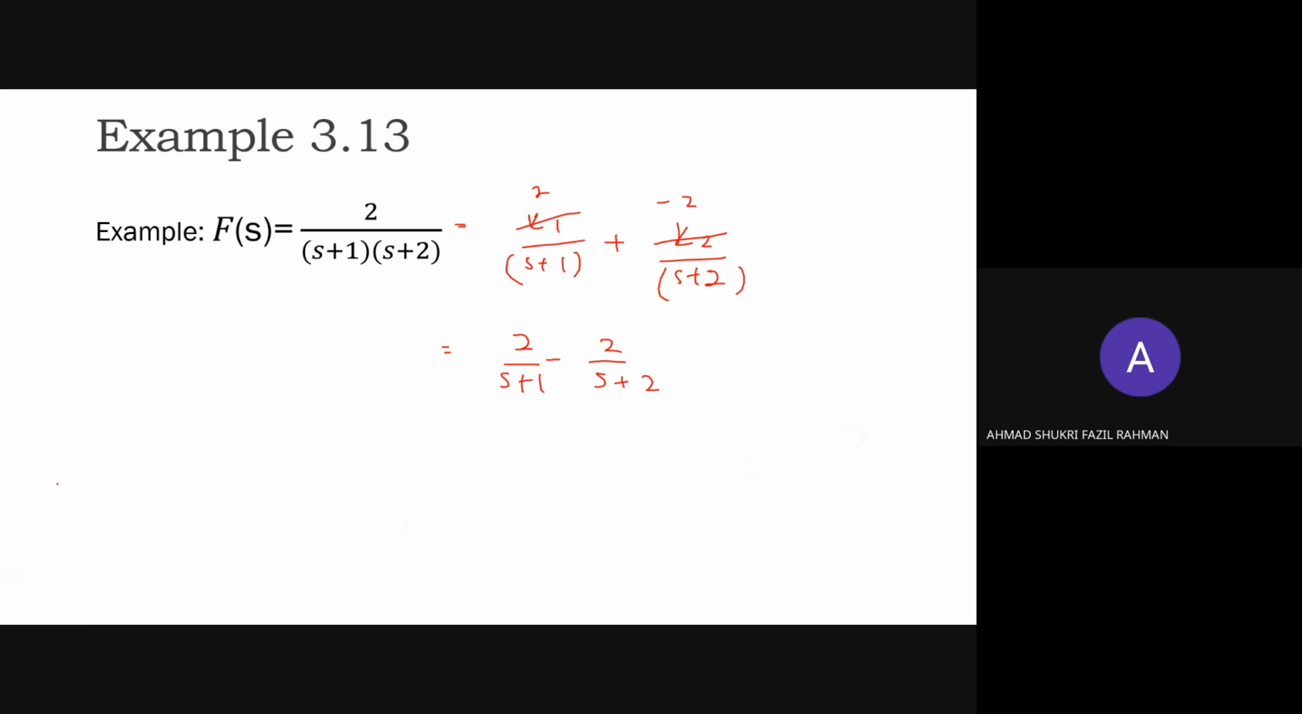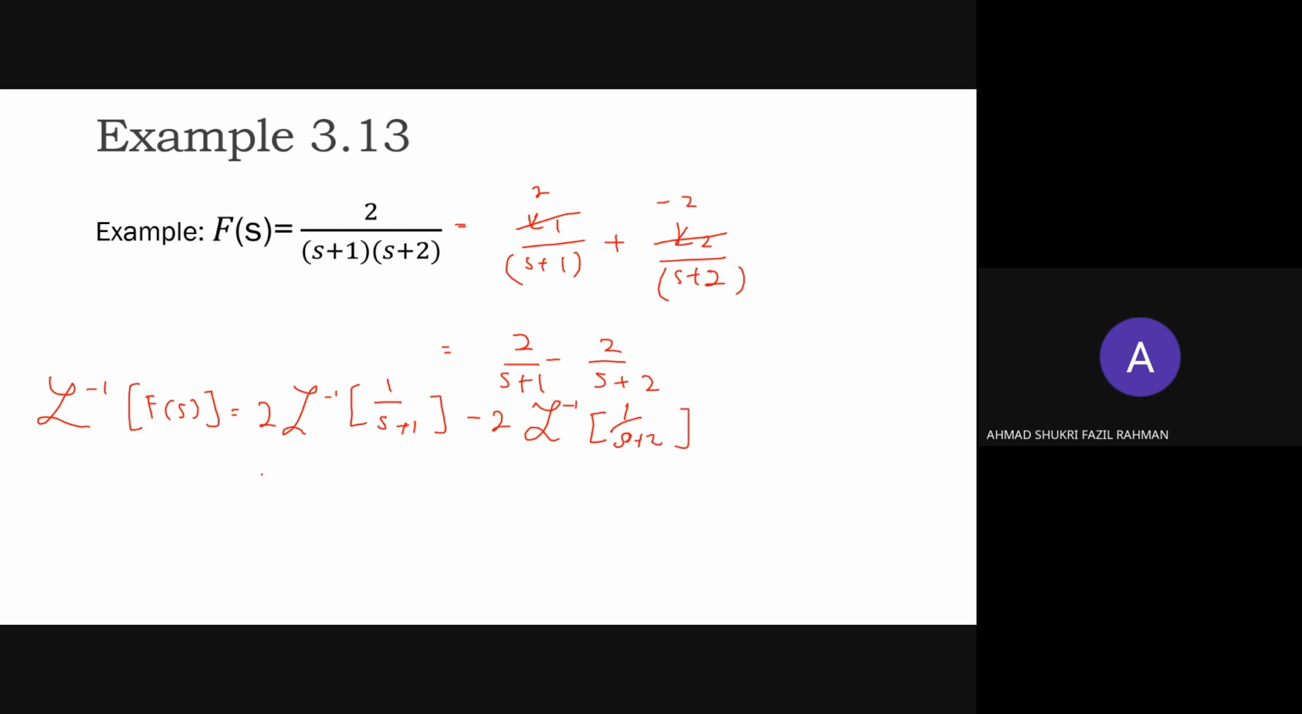So in the end, we start by finding the inverse Laplace of F(s), which is equal to the 2 here, constant, times the inverse Laplace of 1 over s plus 1, minus 2 times the inverse Laplace of 1 over s plus 2.